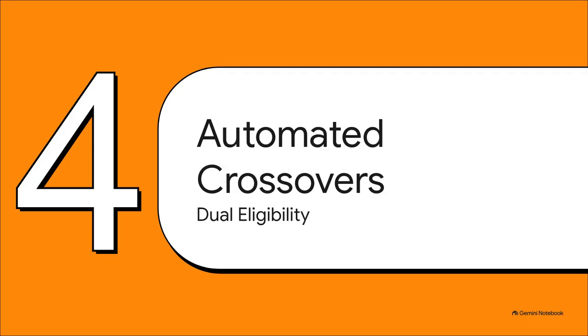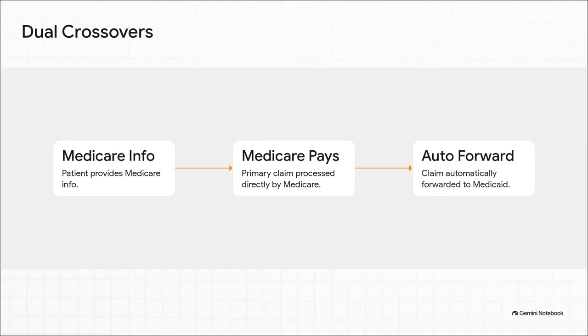Section 4. Dual Eligibility, Automated Crossovers. Okay, let's talk about patients who have both Medicare and Medicaid. In these dual eligible cases, Medicare rules actually dictate the Medicaid regulations, and if the patient provides complete Medicare information up front, the system actually does a lot of the heavy lifting for you. Step 1, the info is captured. Step 2, the primary claim is processed directly by Medicare. And Step 3, an automated crossover routes that claim directly to Medicaid for secondary adjudication. The best part? You don't have to manually send that secondary claim. The payers just talk to each other automatically.